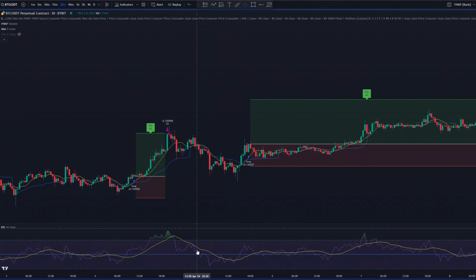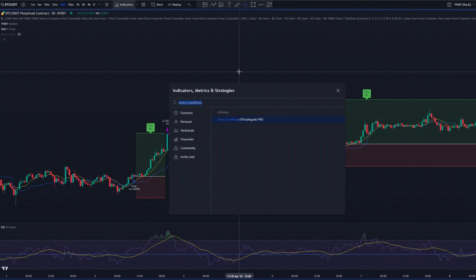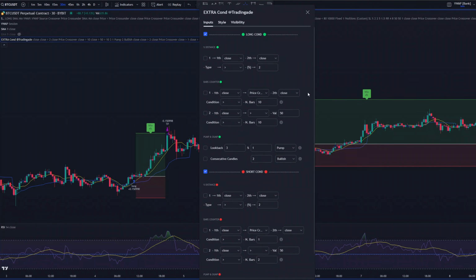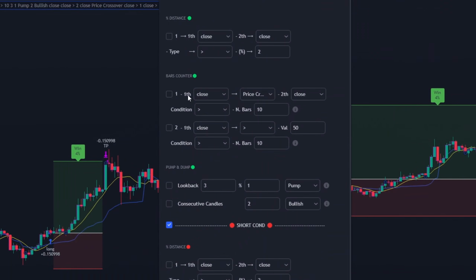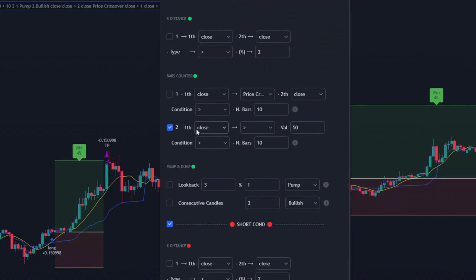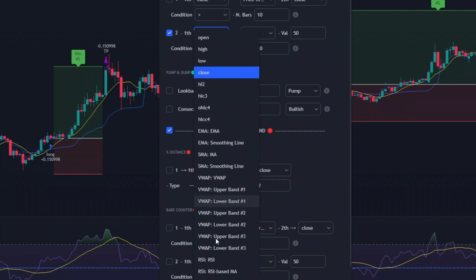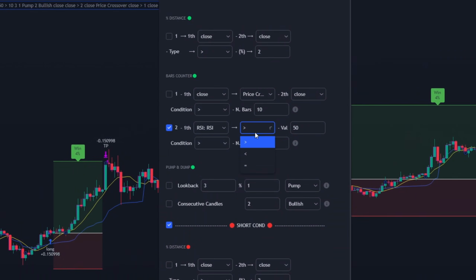In order to use this advanced condition, we need to use a premium indicator that is called Extra Conditions by TradingGate. We have different settings here. We will concentrate on bar counter. We can turn on our signal. We select here the condition, so we need the RSI to be lesser than 50 value. And then we need the condition that was true within the last 10 bars.